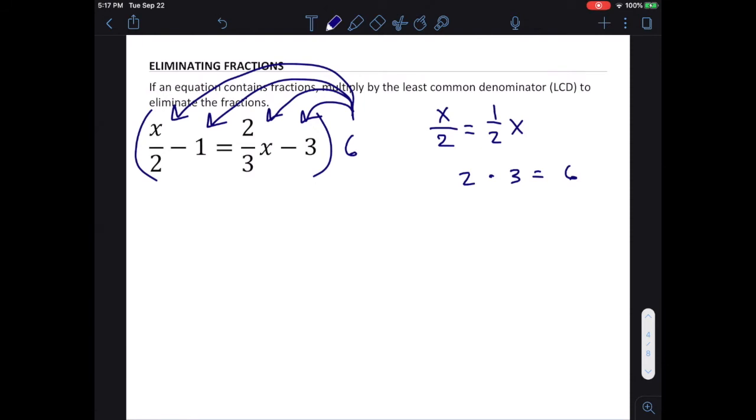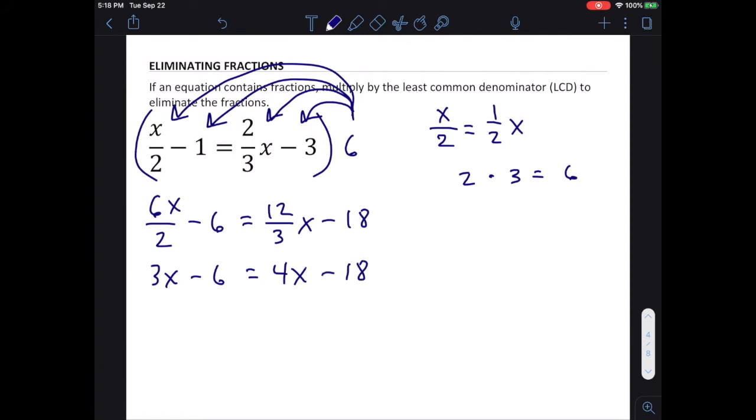Okay, so I have 6x over 2. And you can kind of see what's going to happen there. 6 divided by 2 is 3, right? So we're going to be able to eliminate that fraction because of this. Then we have -6 equals 12 over 3x, because 6 times 2 is 12. And you can see what's going to happen here. We're going to end up with 4 because we're going to divide by 3. And then we have minus 18. Okay, so I already said it, 6x over 2 is the same as 3x, and then we have minus 6, and then 12 over 3, I already said it, it's the same as 4x minus 18.